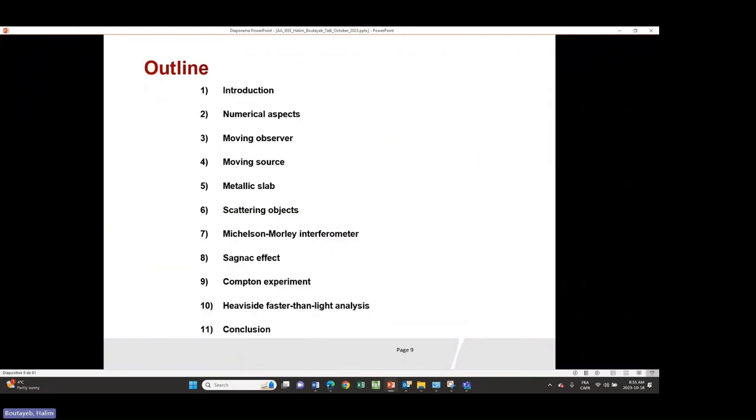So this is the outline of the presentation. First, we start with an introduction. In the introduction, you will see that the historical part is very important because we will come back to it many times. Then we'll talk about the numerical aspects. After that, we have the moving observer, moving source, the metallic slab, the scattering objects, the Michelson-Morley interferometer, the Sagnac effect, Compton experiment.